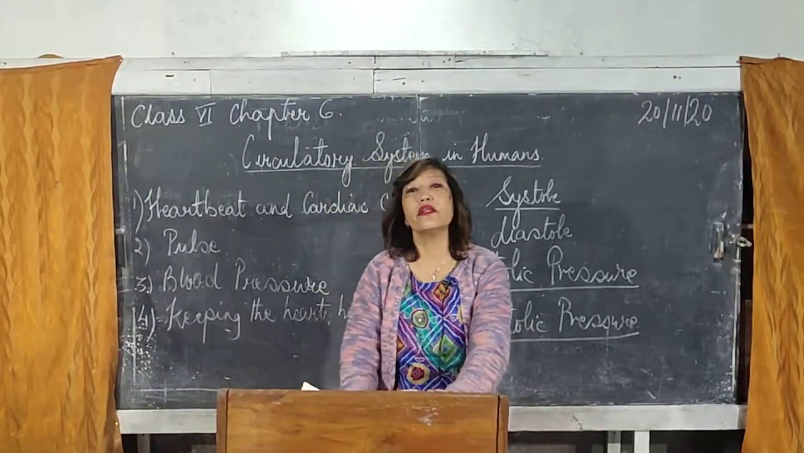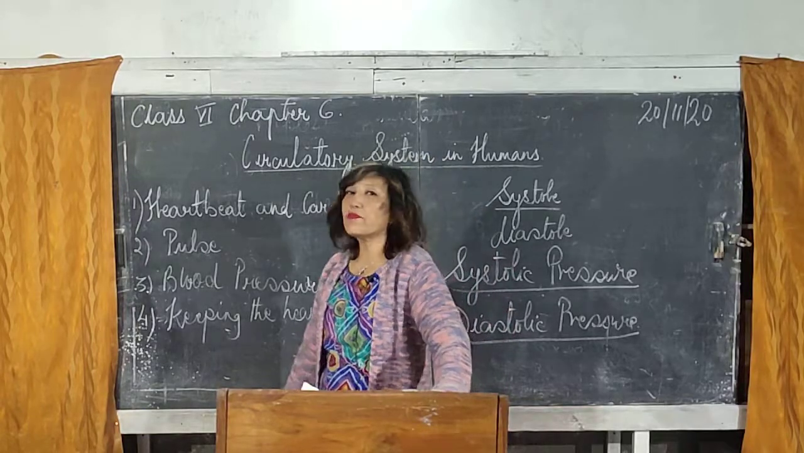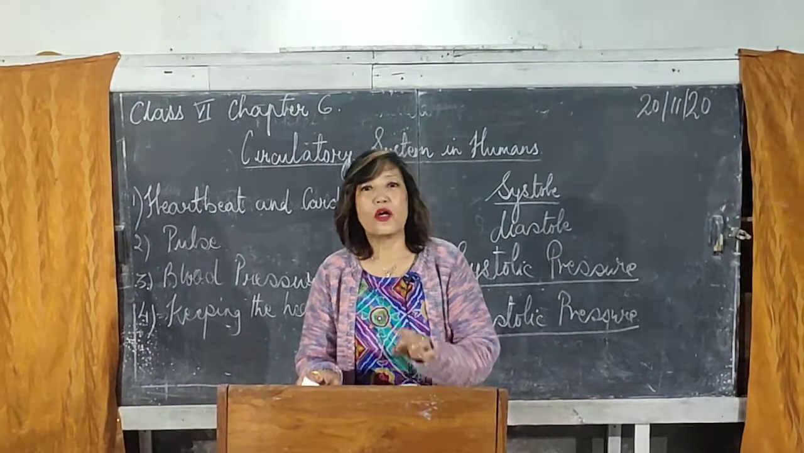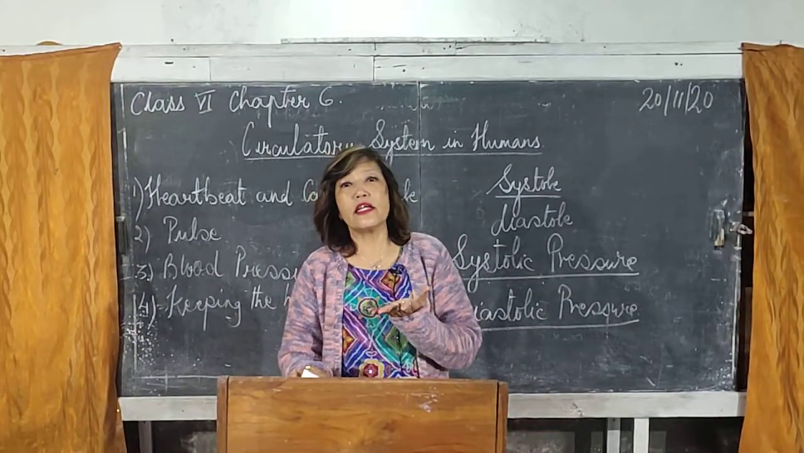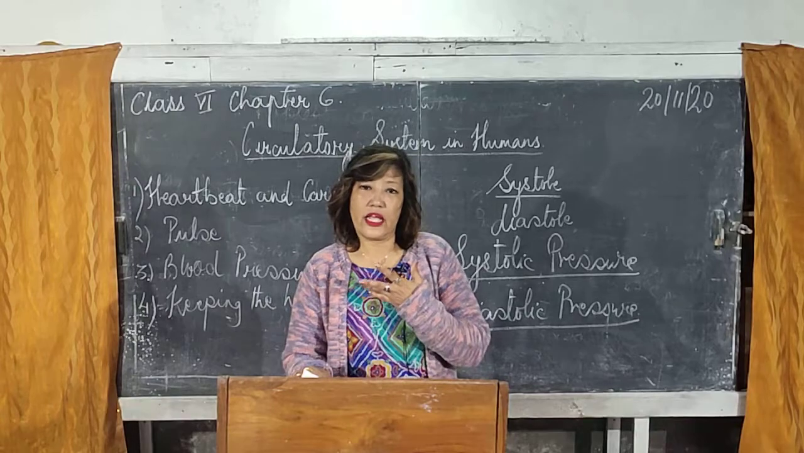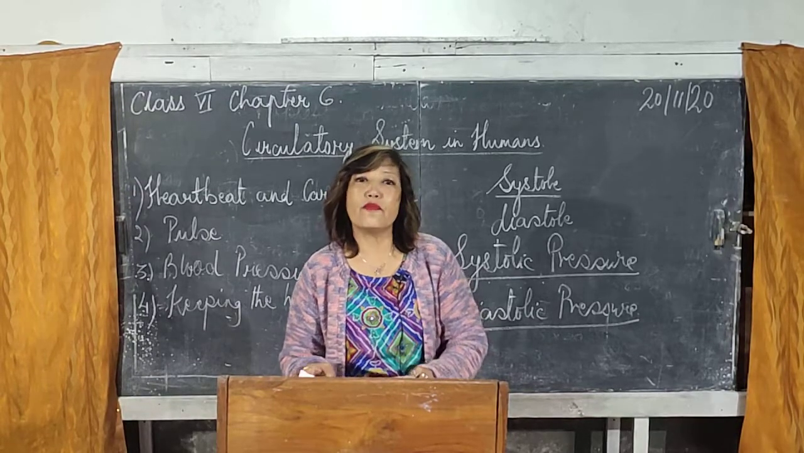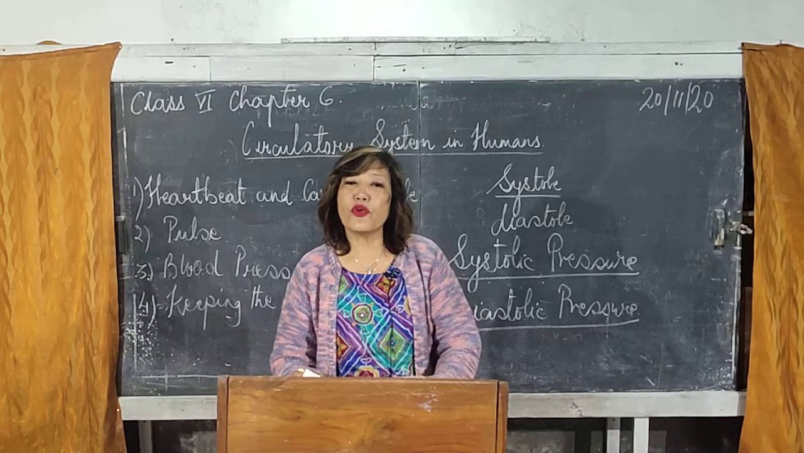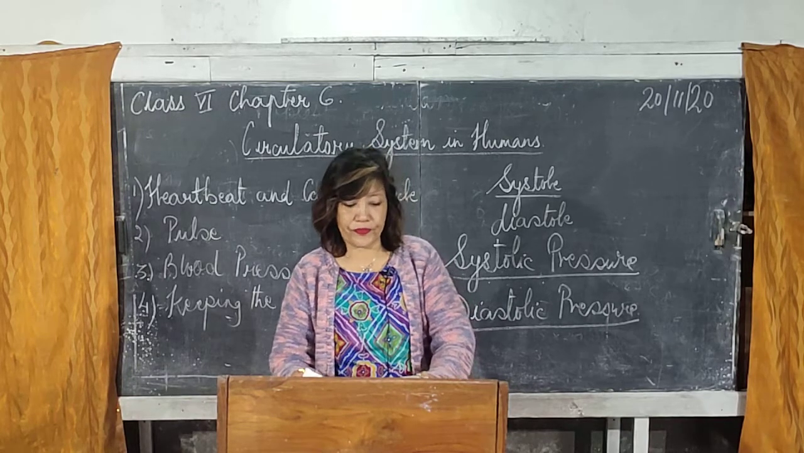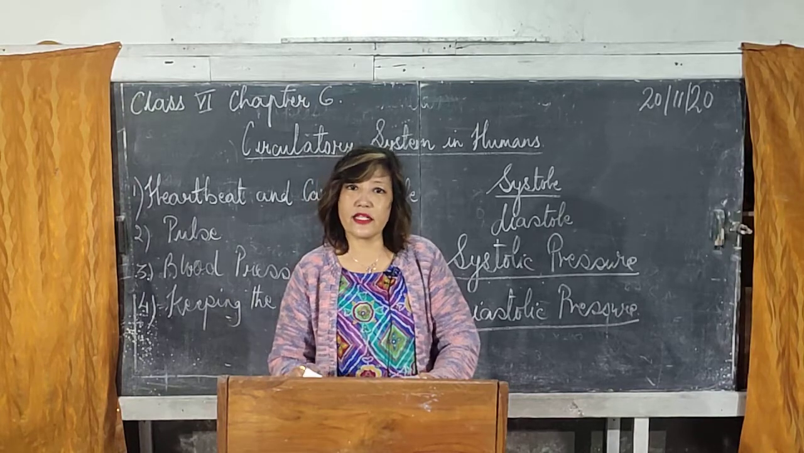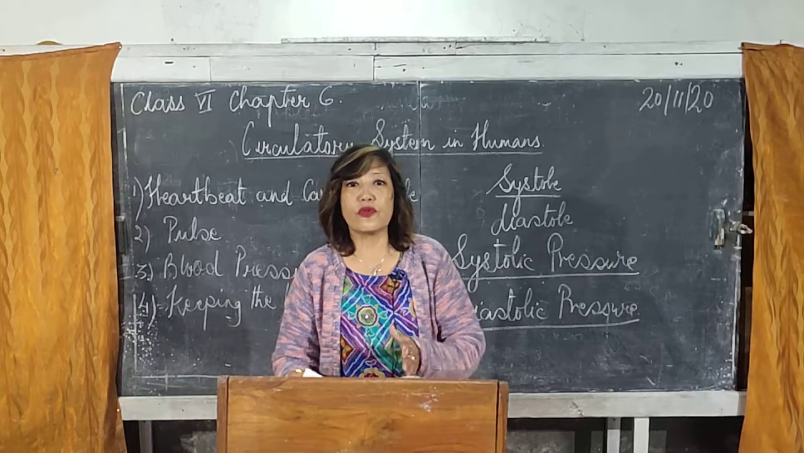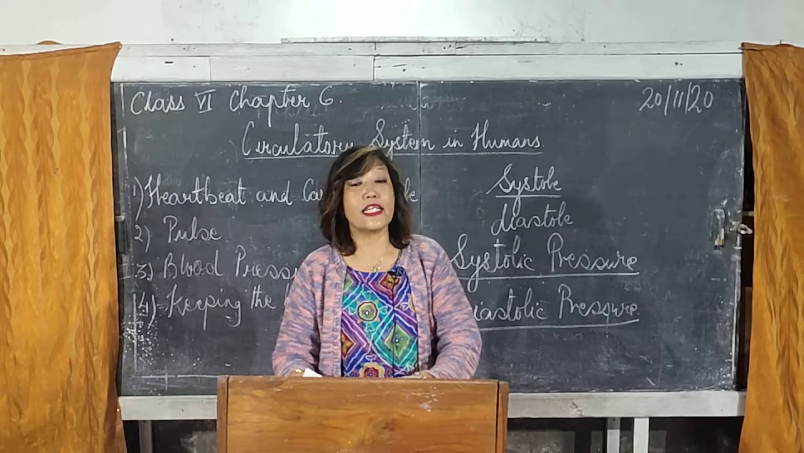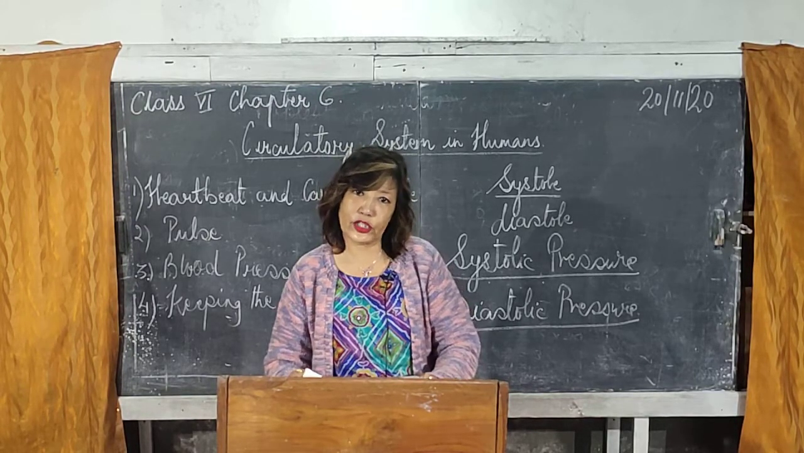Okay, now children, we are going to discuss keeping the heart healthy, how to keep our heart healthy. We can keep our heart healthy by doing exercises regularly and by eating healthy foods. So what happens when we exercise regularly? By exercising regularly, it will reduce the risk of heart diseases and it maintains our blood pressure.